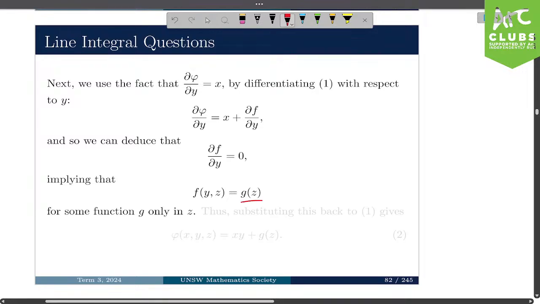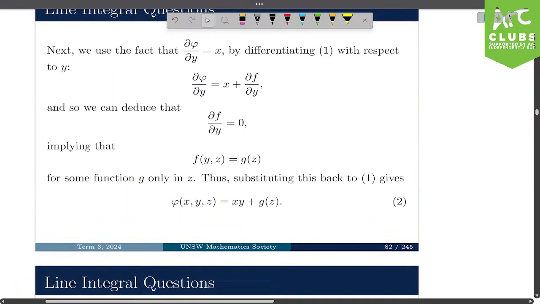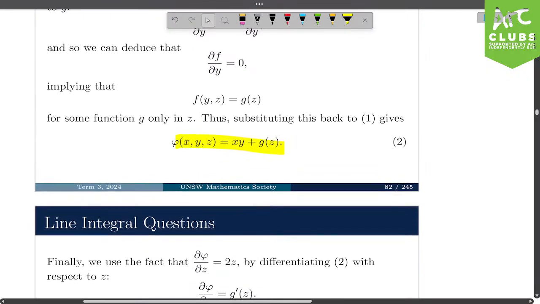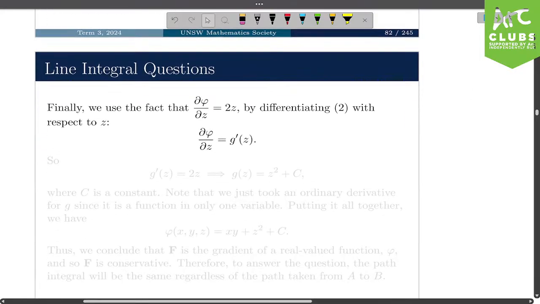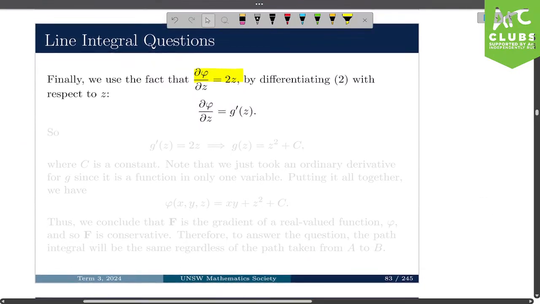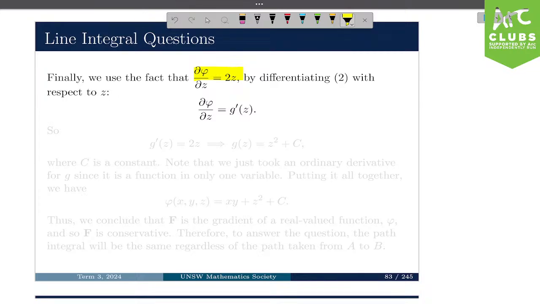Okay, so now going back to that original expression that we'd gotten, which was this one here, instead of writing f of y, z, we write g of z. Now we take the partial derivative with respect to z, which was given right at the start by this. Okay, so the xy completely disappears and we just get g dash z. And this is just g dash, like it's a regular derivative, because g is purely in terms of z. So we get that this here, using the thing above, is 2z.